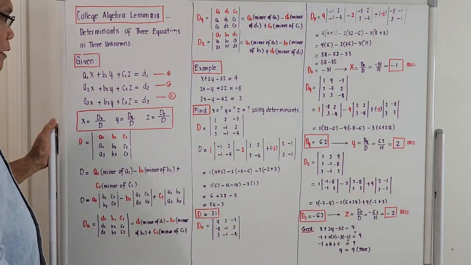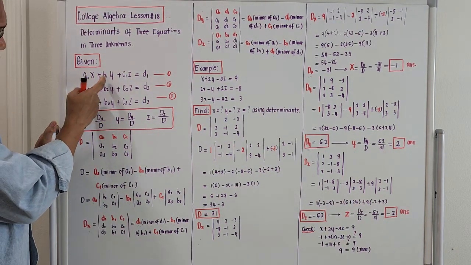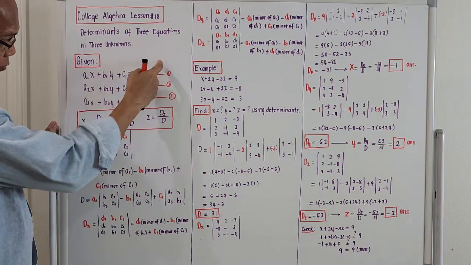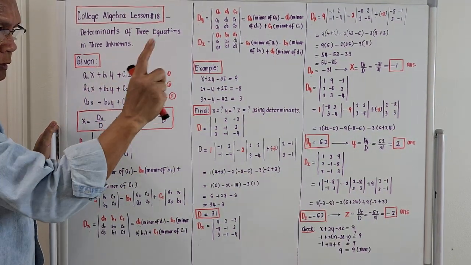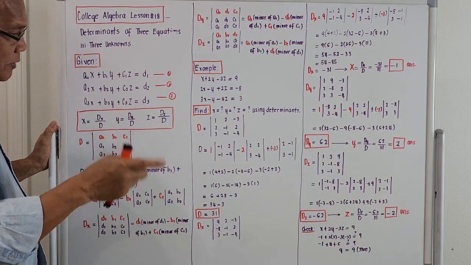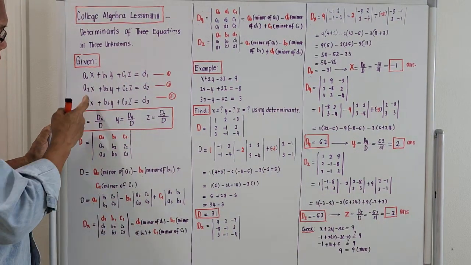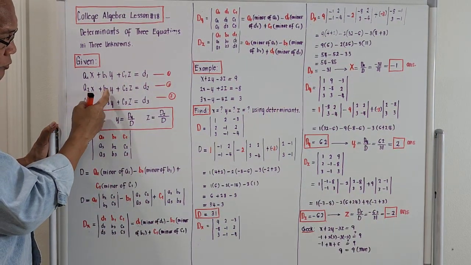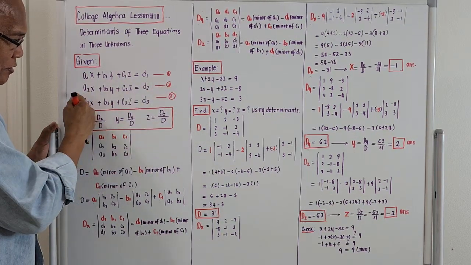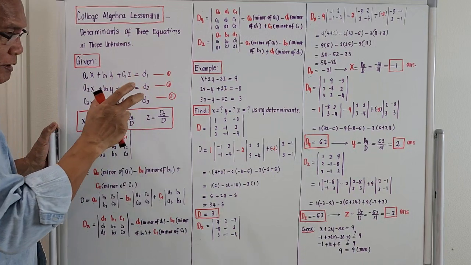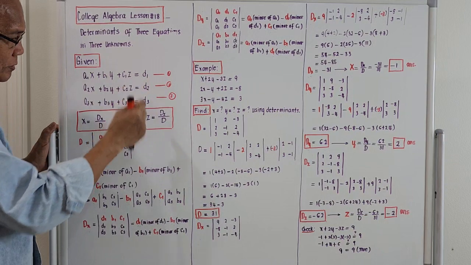Okay, let's proceed. We are given equation number 1, that is A1x plus B1y plus C1z equals D1. That will be equation number 1, where A1, B1, C1, and D1 are all constants, and the unknown variables are actually x, y, and z. Equation number 2 will be A2x plus B2y plus C2z equals D2. That will be equation number 2. It is still three equations and three unknowns, and the constants are different now. It will be A2, B2, C2, and D2.